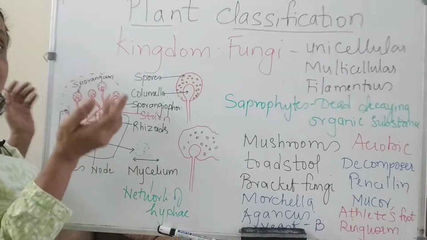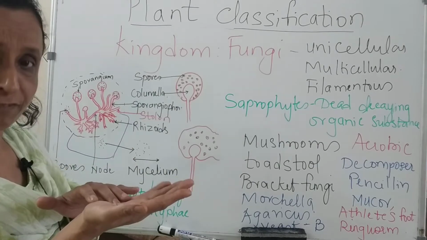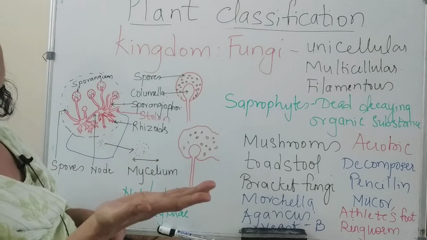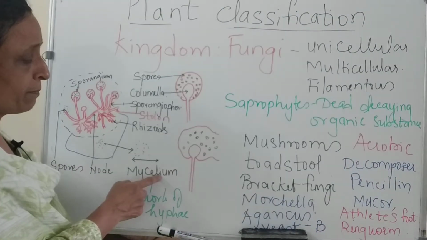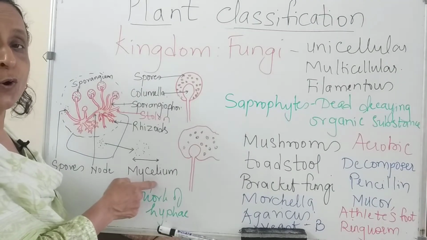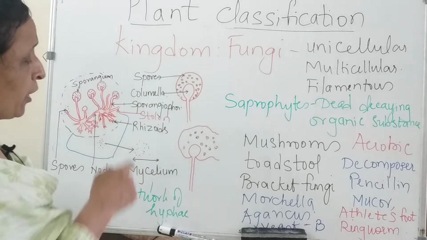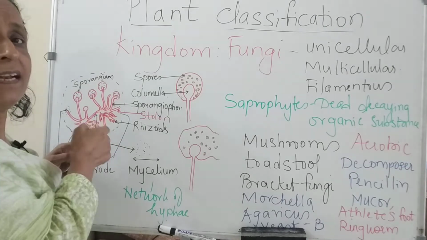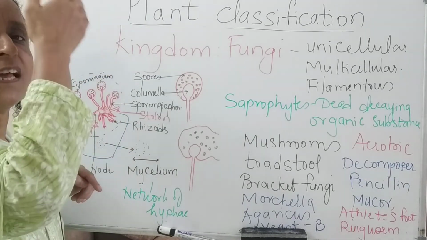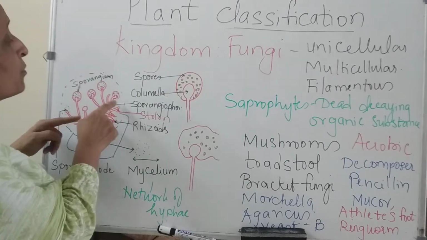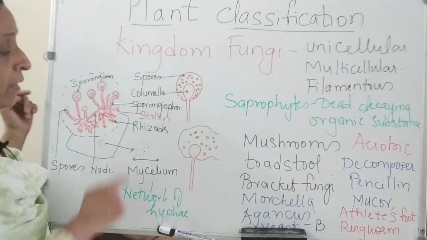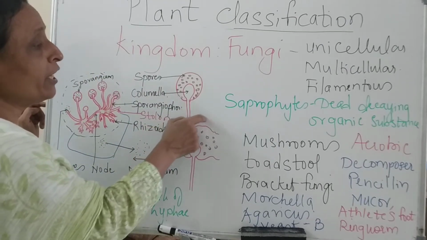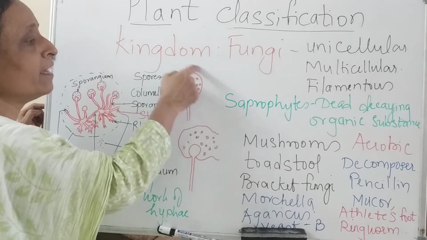The white color structure which you see is known as hyphae. Now it forms a network on the bread. It is known as mycelium. In this mycelium, vertical structures develop. That is known as sporangiophores. Now this sporangiophore individual structure looks like this.